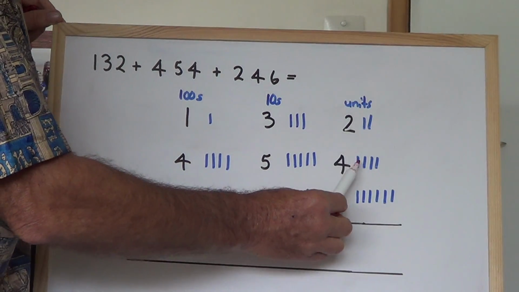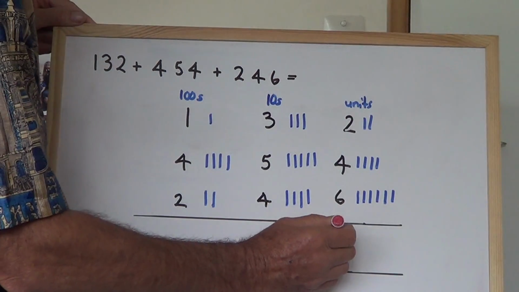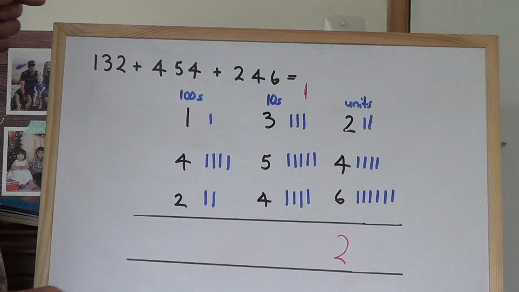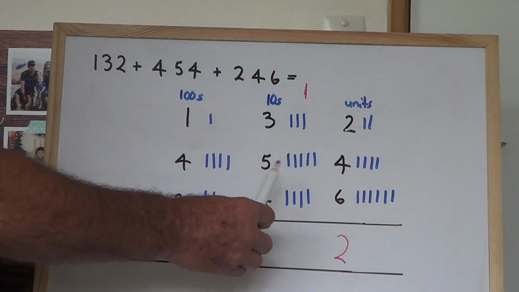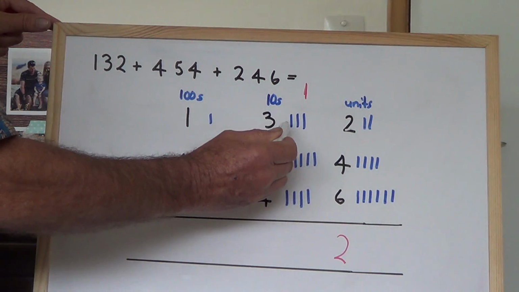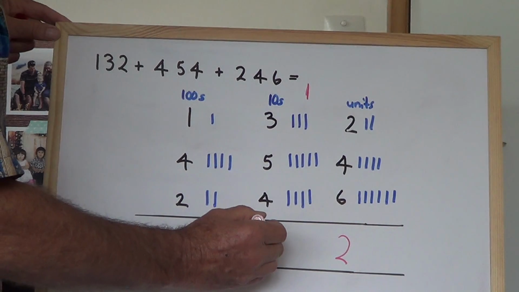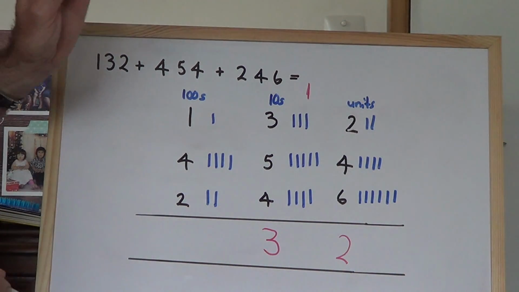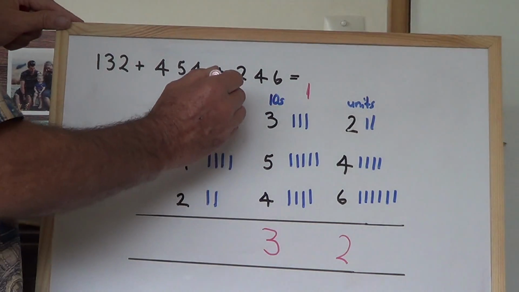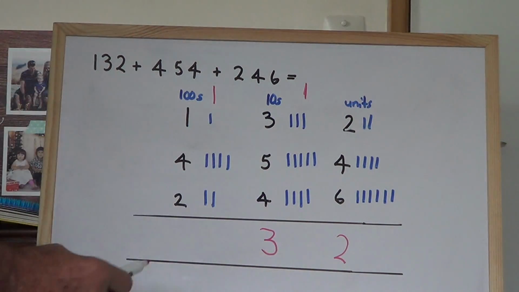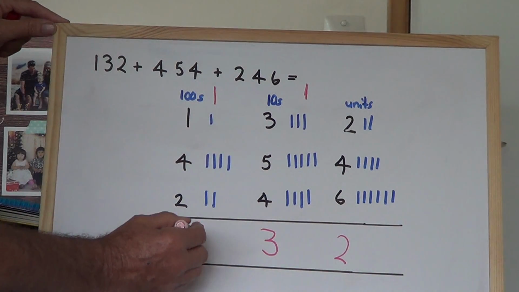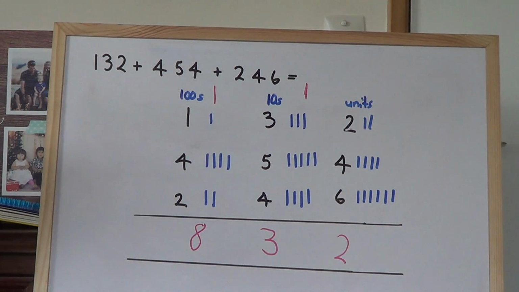So you get to 6, 7, 8, 9, 10, 11, 12, put down your 2 and you carry your lot of 10 to the next column here, over here, because it's a 10. And we count up the 10s because these are the 10s. So there's 4, 5, 6, 7, 8, 9, 10, 11, 12, 13. So there's 3 lots of 10, and the other part is going to be 100, so that goes over here, 1 into the next column. There's 2, 3, 4, 5, 6, 7, 8. So the answer is 832.